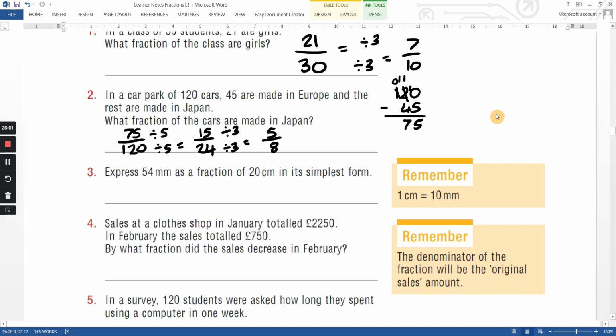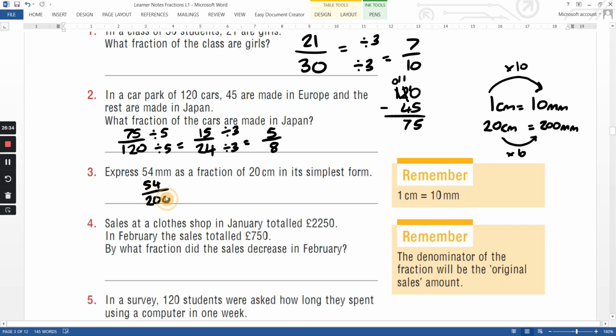Let's do that here. I don't have much space, so 1 centimeter equals 10 millimeters. I'm trying to change 20 centimeters, so we're going this way, from a small number to big. Definitely multiply, and it's multiplying by 10. So 20 centimeters is the same as 200 millimeters. Now I can do my fraction, 54 over 200. Oh, we have to simplify it definitely because it says.